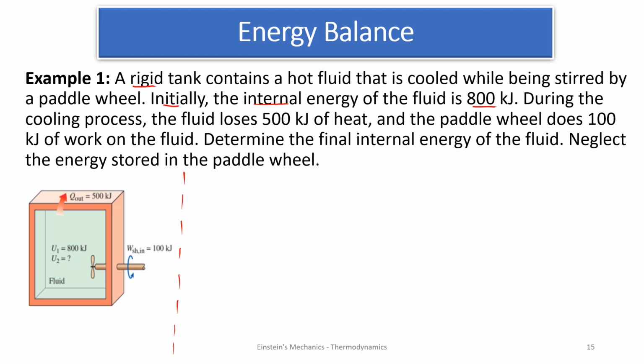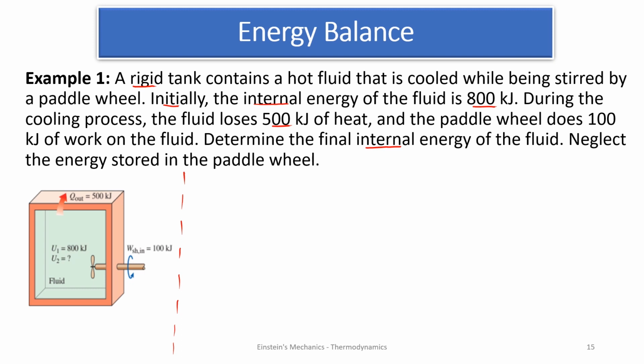During the cooling process, the fluid loses 500 kJ of heat, and the paddle wheel does 100 kJ of work on the fluid. Now, determine the final internal energy of the fluid. Neglect the energy stored in the paddle wheel. Are we good? So we have this rigid tank. The rigid tank means it is a closed system. Are we good? This is a closed system.